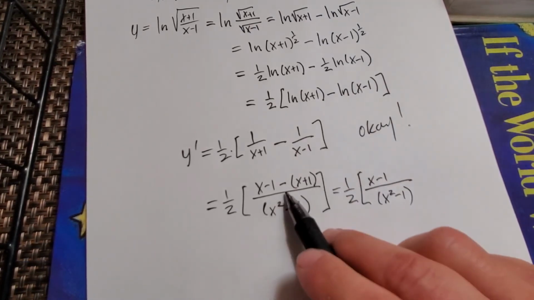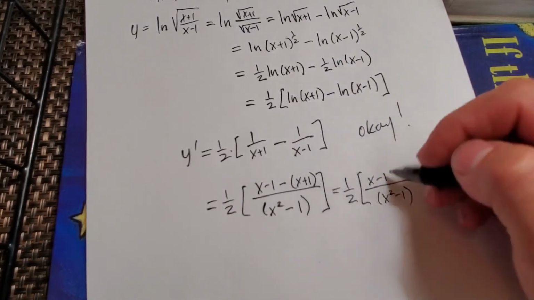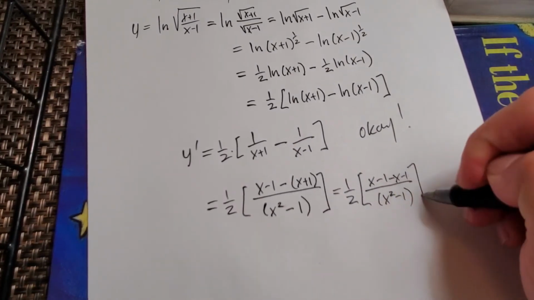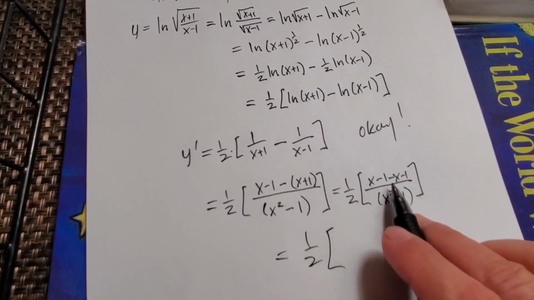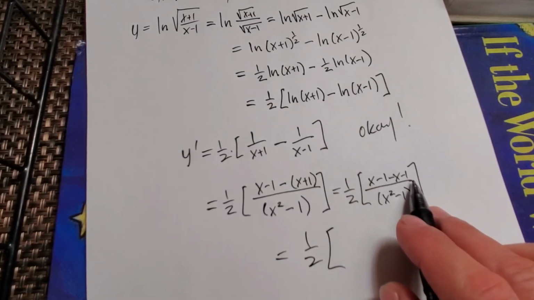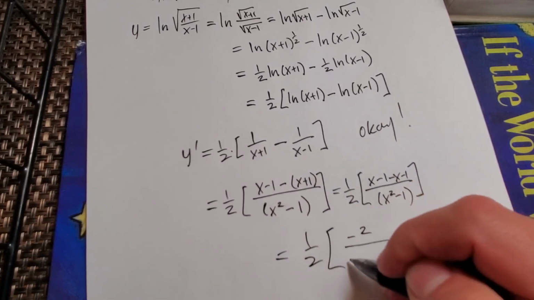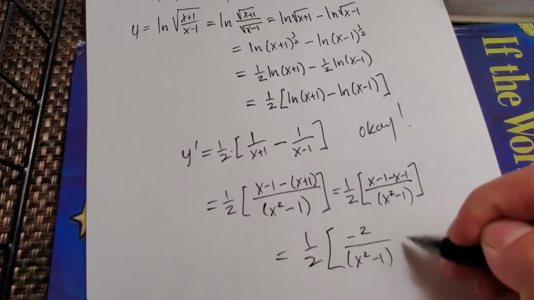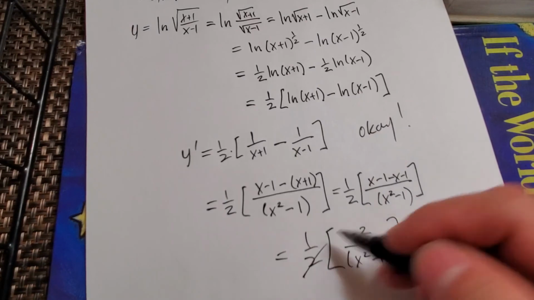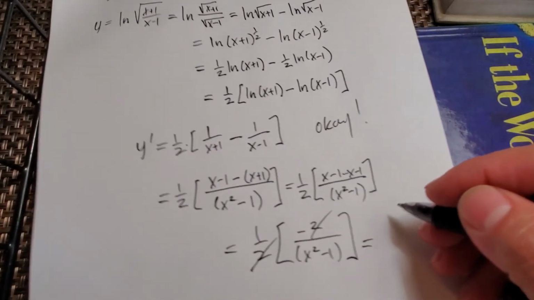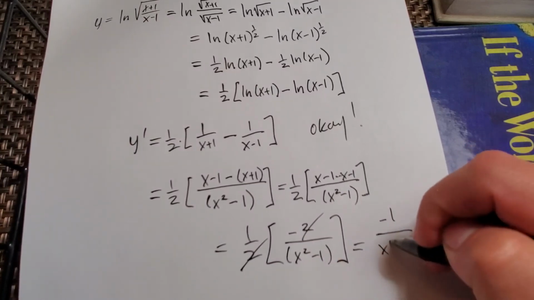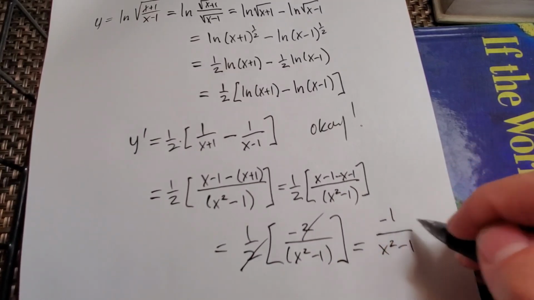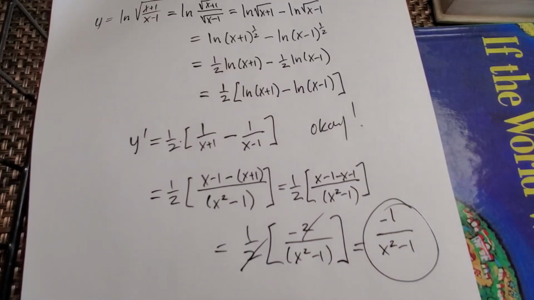Now let's distribute the minus sign, so minus x minus 1. And then we're going to combine like terms. X minus x goes away. Negative 1 minus 1 is negative 2 over x squared minus 1. These 2's cancel out, and I am left with a final answer of negative 1 over x squared minus 1. That should do it.